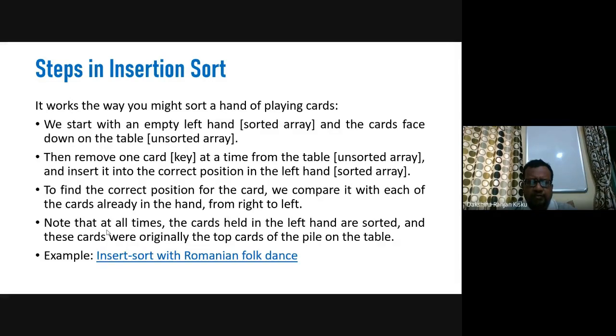So at the initial step we will choose one card from the table, then place it into the correct position in the left hand. To find the correct position for a card, we compare it with each of the cards already in the hand, from right to left. That means when the left hand is empty, there will be no comparison, and we simply put the card in the left hand. Then we choose the second card from the unsorted array on the table, and before we place it we need to compare it with the first card that has been placed in the left hand.